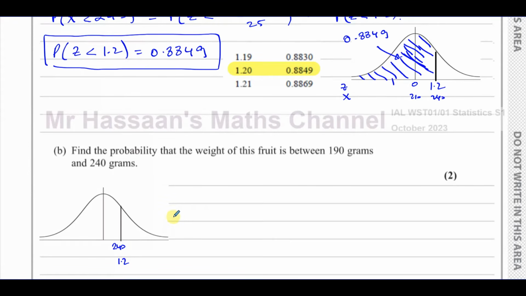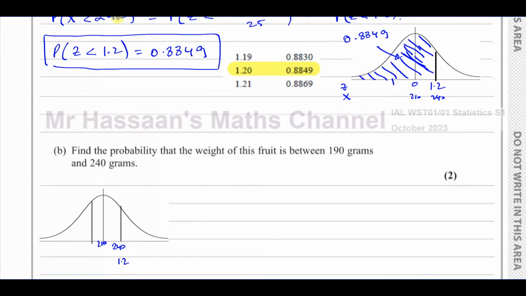Now we've got to find the probability of it being between 190 and 240. Now 190 is not the same distance on that side. Okay, if it was like 180, then we could use symmetry here, but it's not 180, it's 190. So there's 20 on this side, 30 on that side, so it's not symmetrical. So I can't use symmetry like I was maybe thinking of when I first saw the question. So we've got to now do something slightly different.